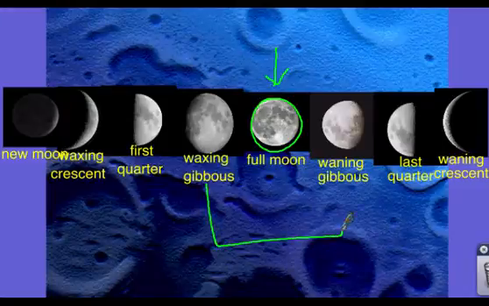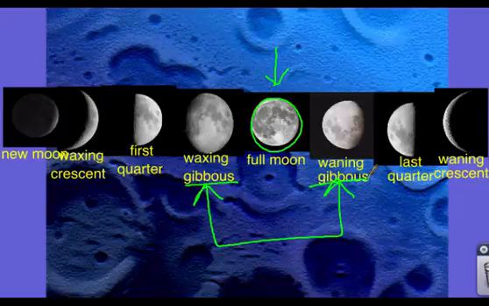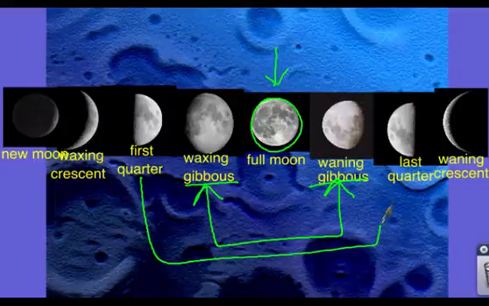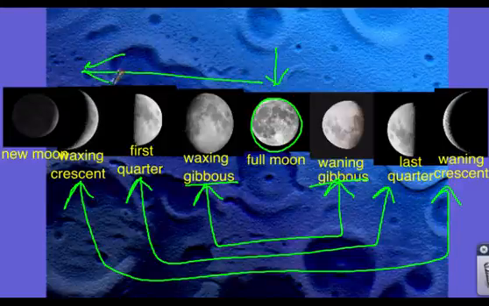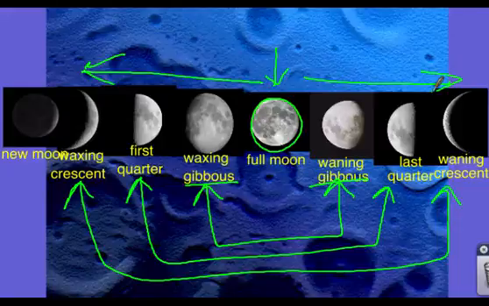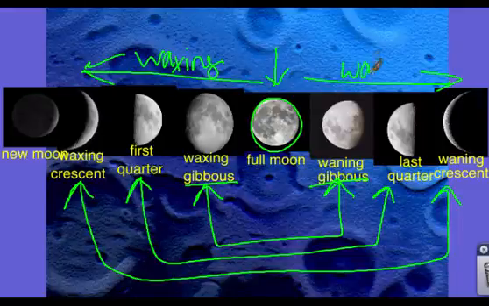Now on each side of the full moon, we're going to have a gibbous. Remember, a gibbous meaning that the majority of the moon is filled. On the other side of our gibbous, we're going to have a quarter. And on the other sides of our quarters, we have our crescent. Now, as you go away from the full moon, the light is either increasing or the light is decreasing. So if the light is increasing, it's waxing. If the light is decreasing, remember, that's waning.